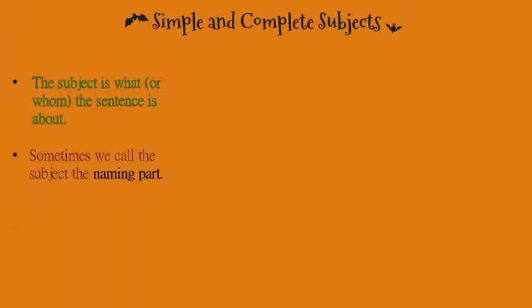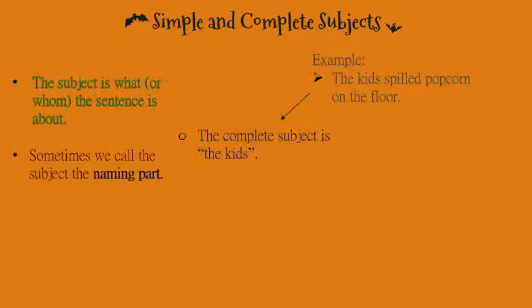Sometimes we call the subject the naming part. Example: "The kids spilled popcorn on the floor." Who is the sentence talking about? It is talking about the kids. The complete subject here is "the kids," because when I answered my question, I said the kids. So I took all the words in the subject, and all of them make the complete subject.